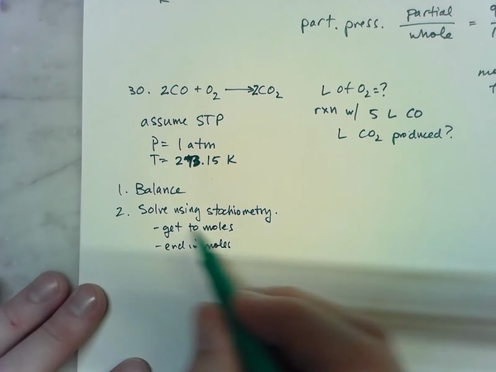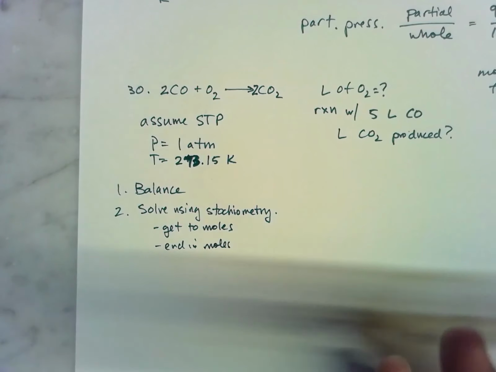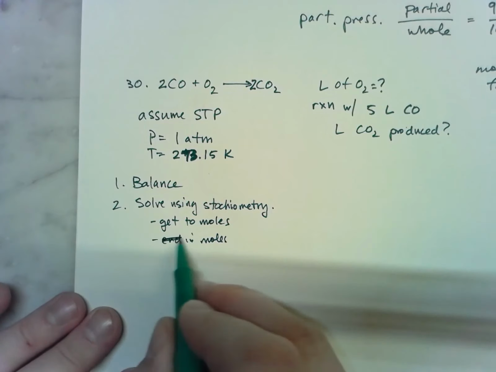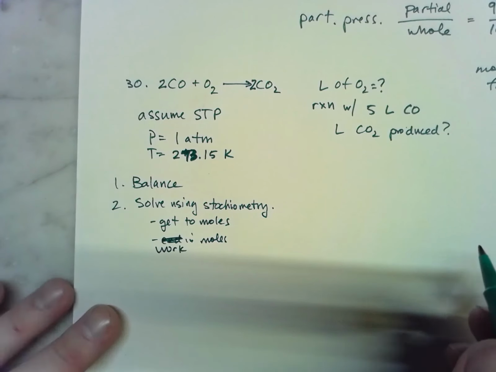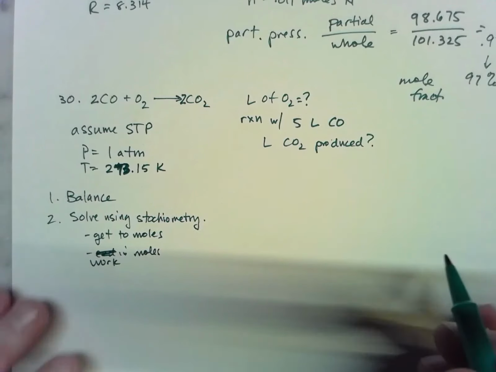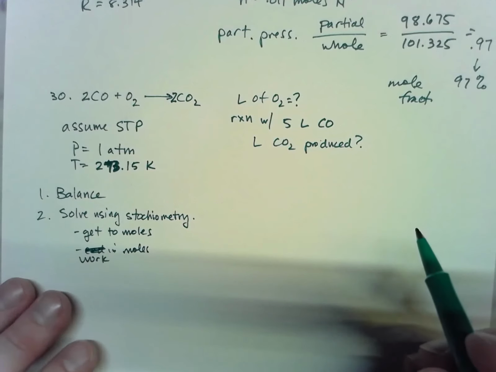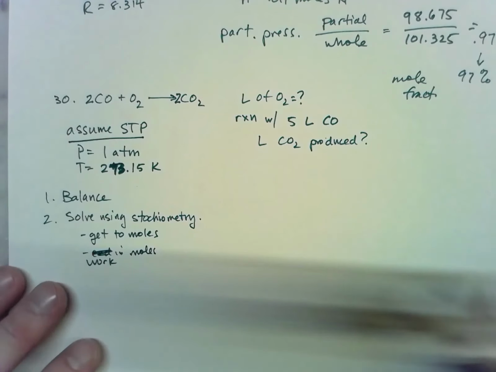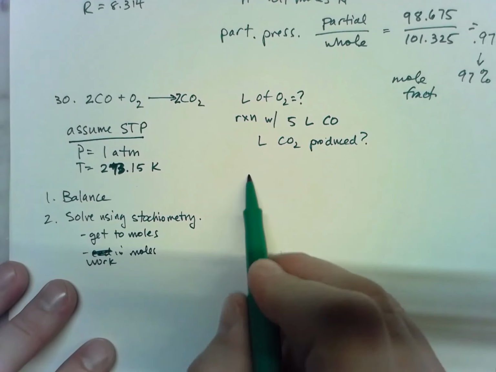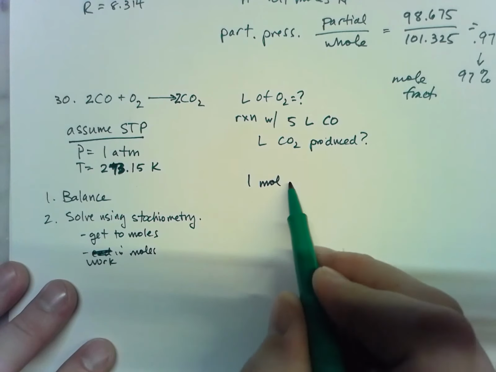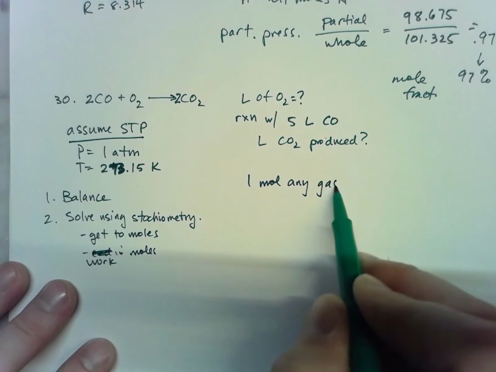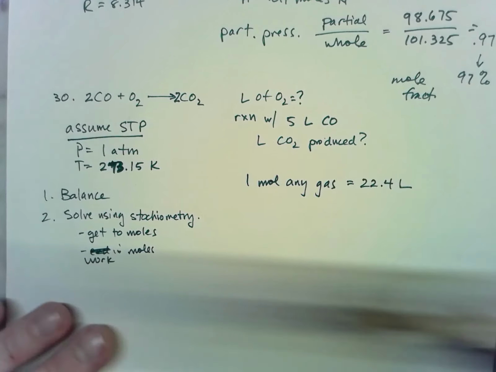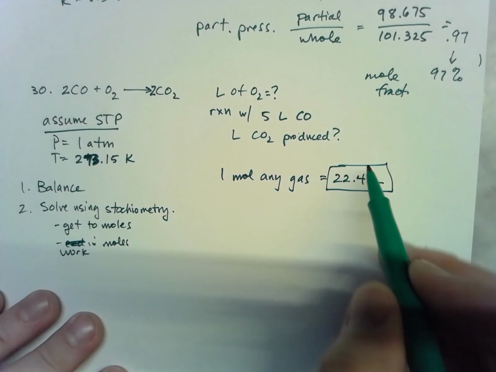Well, and get to moles and work in moles, and sometimes you got to get back out into grams, but here we're going to be in liters, okay? So we're going to get to moles, and let's say we're going to work in moles. All right, so what do we have? Well, since we're at standard temperature and pressure, we know that 1 mole of any gas equals 22.4 liters. Okay, so this is a value you need to memorize.